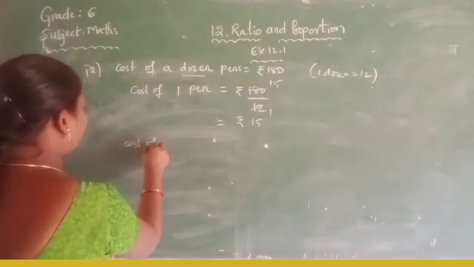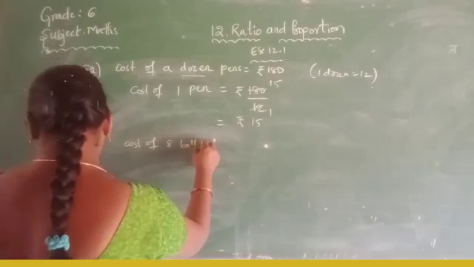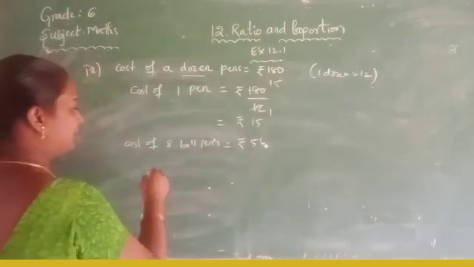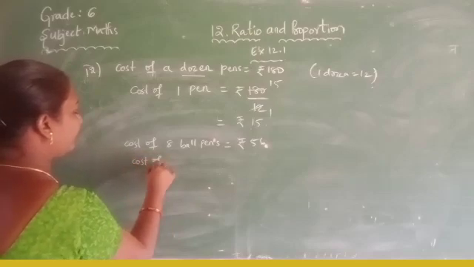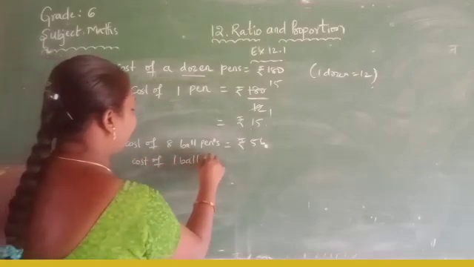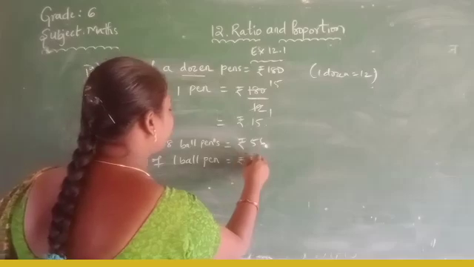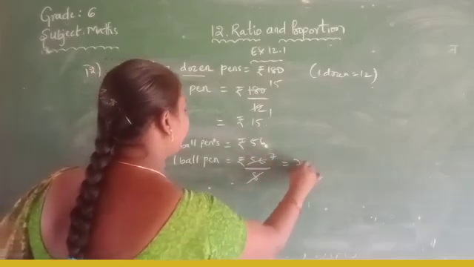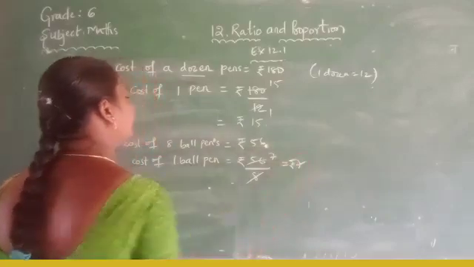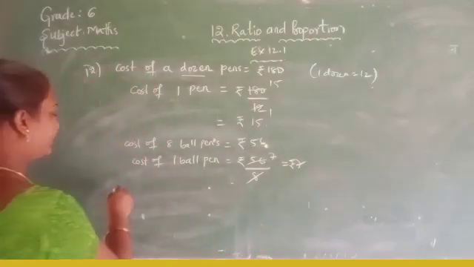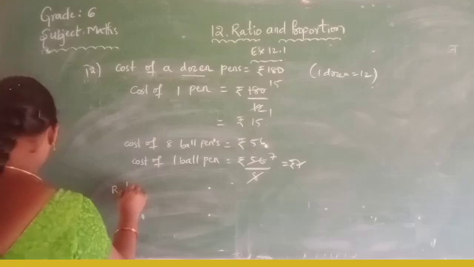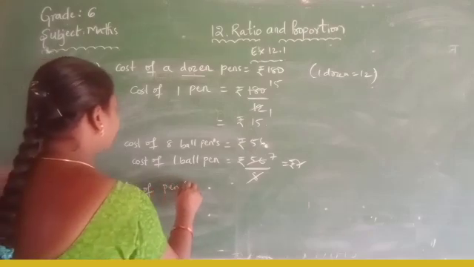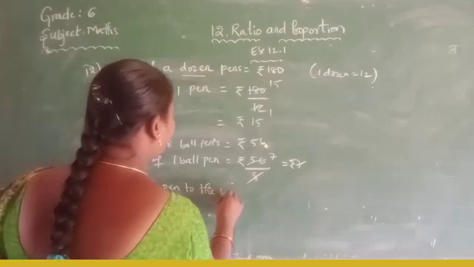Similarly, the cost of 8 ball pens is 56 rupees. What is the cost of one ball pen? One ball pen is 56 by 8, which is 7 rupees. Now find the ratio of the cost of a pen to the cost of a ball pen.